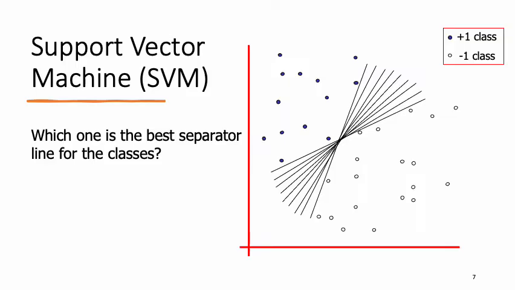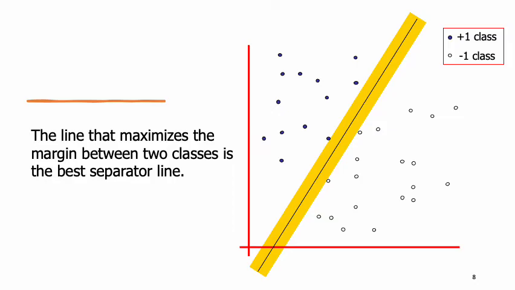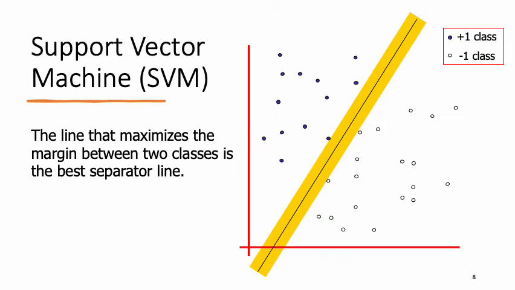Then the second question came to their minds. Which one is the best separator line for the classes? And of course they realized that they needed to define why the best separator line would be the best. What they developed was a philosophy of classification. Simply put, the line that maximizes the margin between two classes is the best separator line.